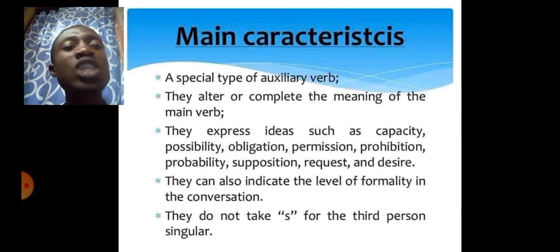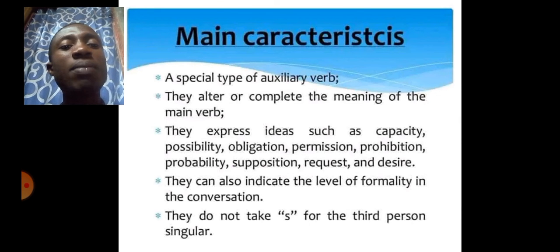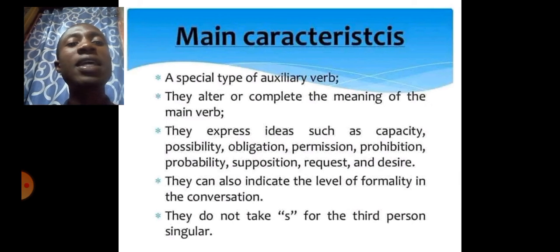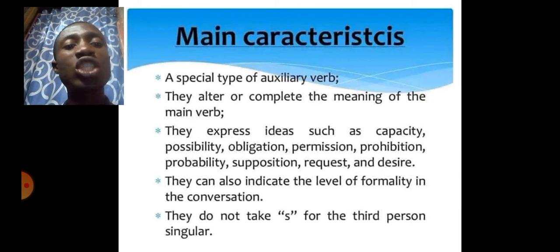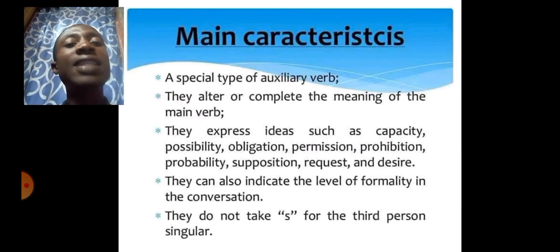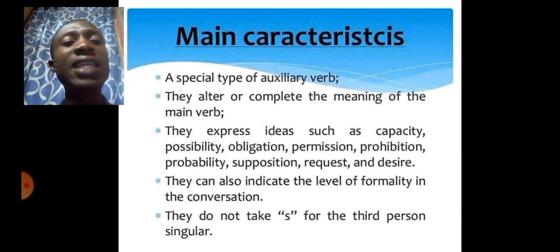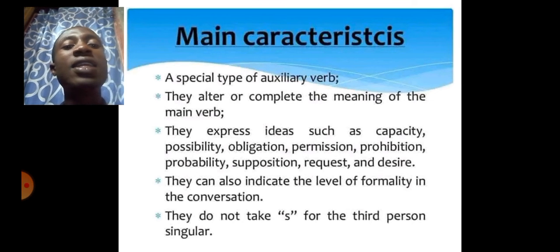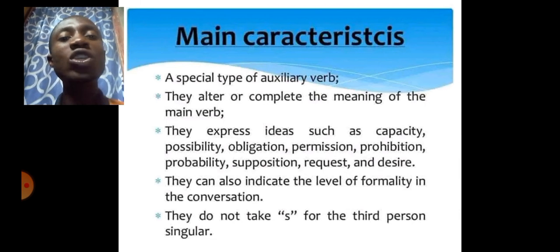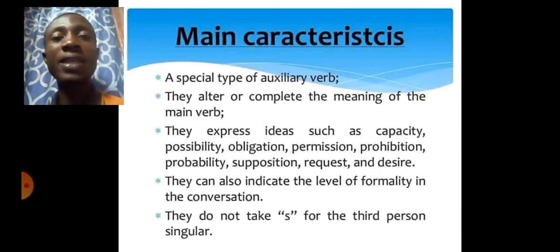They express ideas such as possibility, obligation, prohibition, probability, supposition, request, and desire. They are also used to express a futuristic action, a future action, in a sentence. They are used to indicate the level of formality in conversation. They also do not take the S marker in the third person singular.